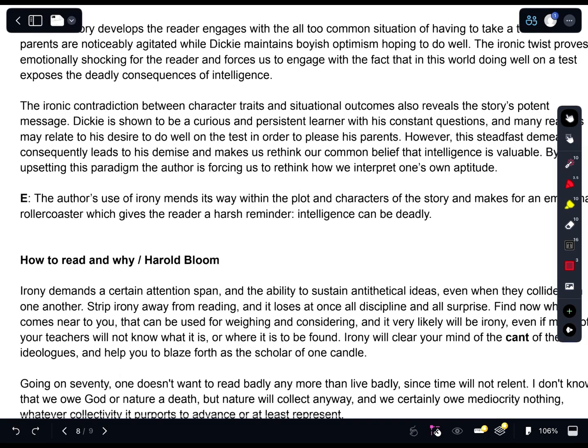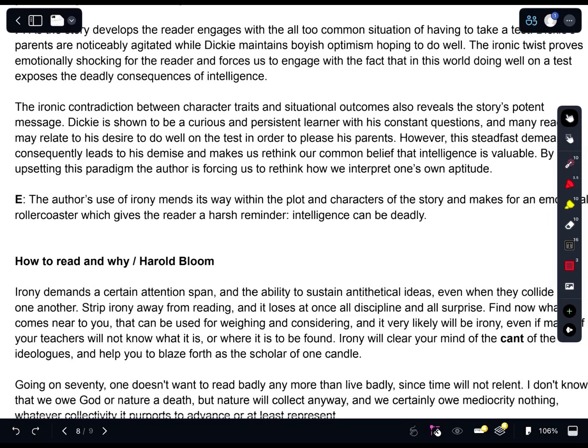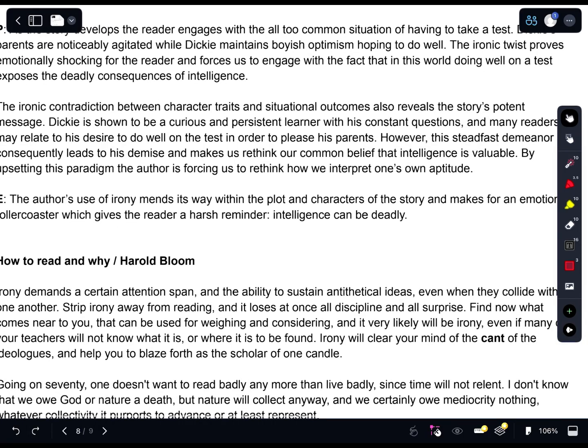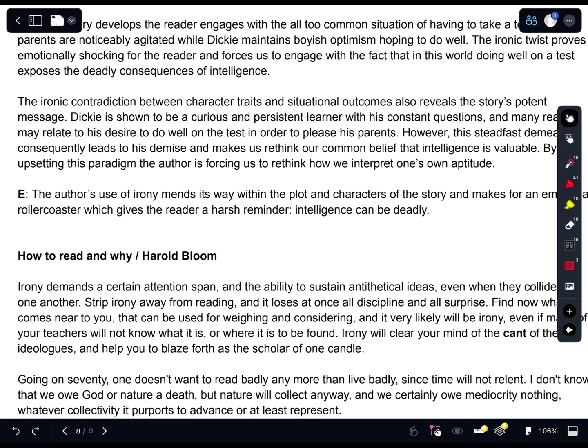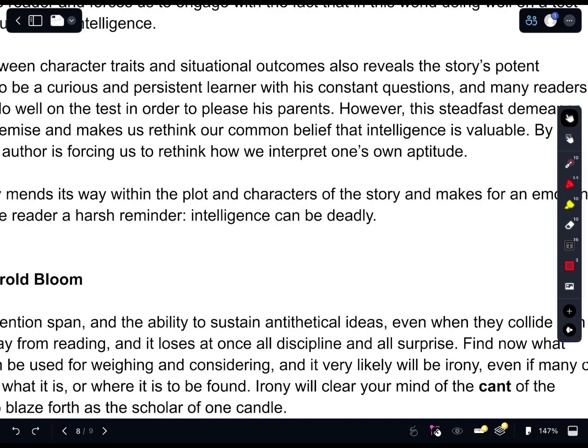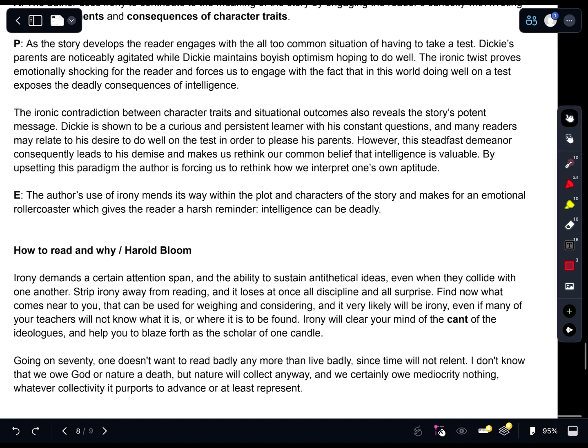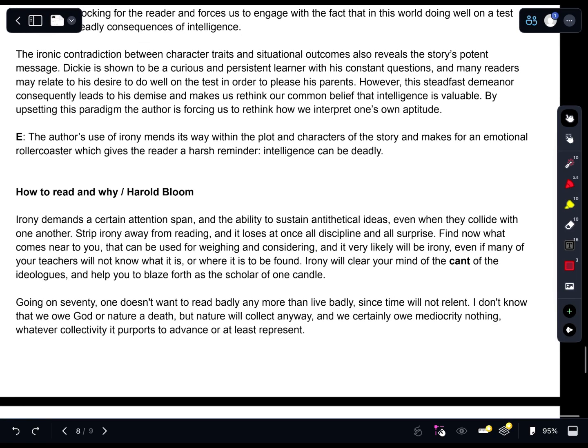And then I just tried to wrap this all up. The author's use of irony weaves its way within the plot and characters of the story, and makes for an emotional roller coaster, which gives the reader a harsh reminder: intelligence can be deadly. So I'm restating my thesis statement there. I'm restating everything, talking about how it's in the plot and the characters of the story, how the emotional response is drawing people in, giving them a reminder, and then there's the message right there, intelligence can be deadly.